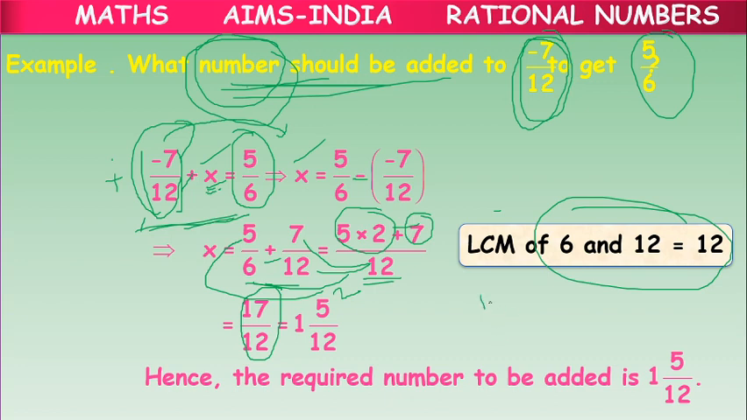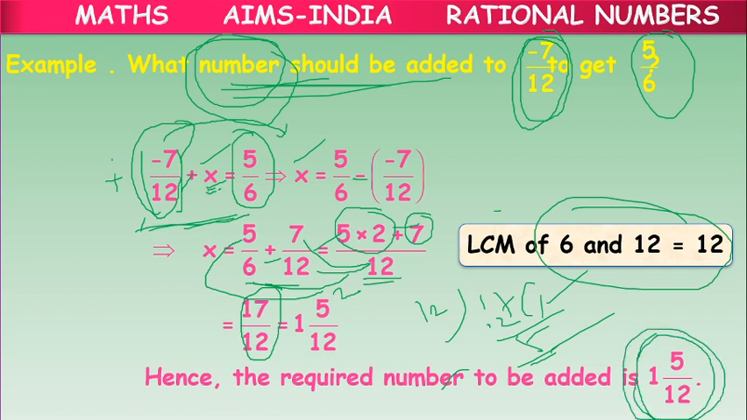If we divide 17 by 12, 12 one time is 12. What will be the remainder? 5. Quotient is 1, remainder is 5, divisor is 12. So 17 by 12 can be written as a mixed fraction, 1 5 by 12, where 1 is the quotient, 5 is the remainder, and 12 is the divisor.